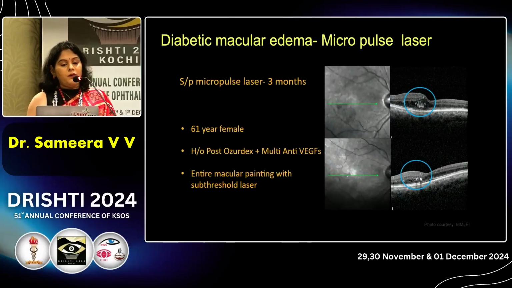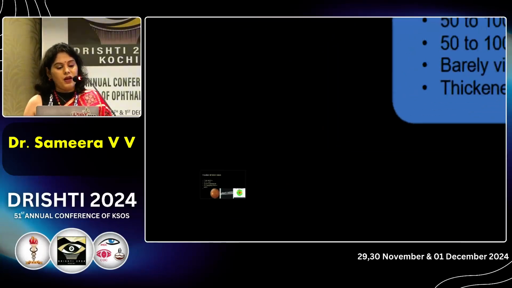And what about micropulse laser? This is a case of a 61-year-old female, post-Ozurdex, with multiple anti-VEGFs, almost 16 or 17. The patient was very reluctant for an injection again when her vision dropped to 6/12. So we did an entire macular painting with subthreshold laser, and 5 months later the edema started coming down.